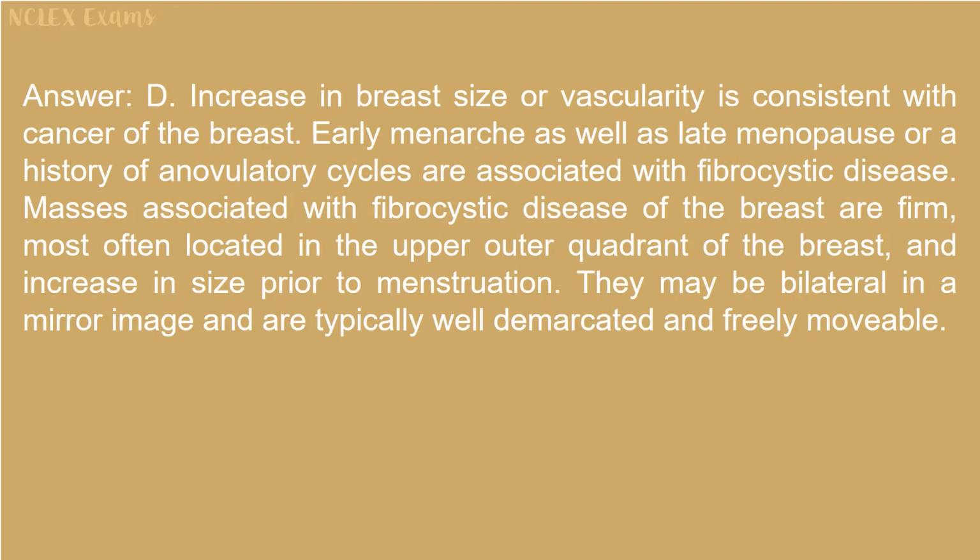Answer D. Increase in breast size or vascularity is consistent with cancer of the breast. Early menarche as well as late menopause or a history of anovulatory cycles are associated with fibrocystic disease. Masses associated with fibrocystic disease of the breast are most often located in the upper outer quadrant of the breast, and increase in size prior to menstruation. They may be bilateral in a mirror image and are typically well demarcated and freely movable.